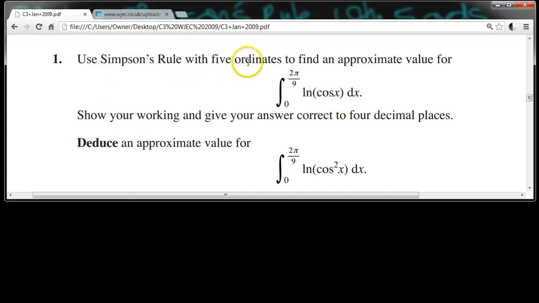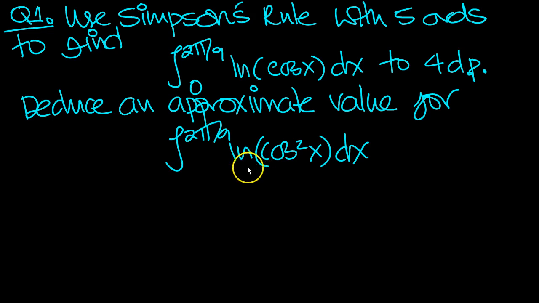Use Simpson's rule with 5 ordinates to find an approximate value for this integral between 0 and 2 pi over 9. Show your working and give your answer correct to 4 decimal places. Deduce an approximate value for this integral between 0 and 2 pi over 9. So this is what we've got then.